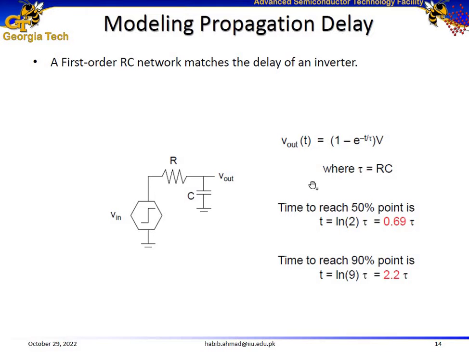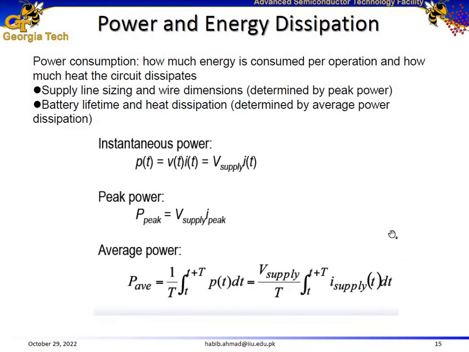You can model it with the help of a simple RC network. We previously discussed it. Time to reach the 50% point is 0.69 times tau. What is tau? Tau is the product of the resistance and the capacitance of the transistor. And then time to reach the 90% point is 2.2 times tau. And we derived these previously as well.